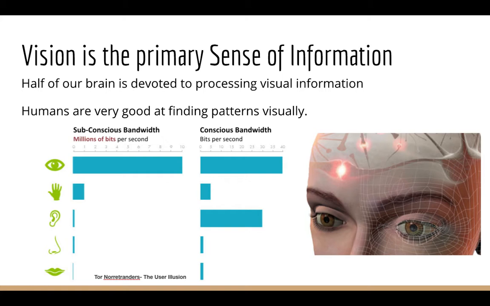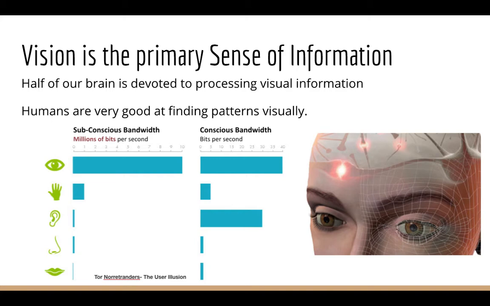Visual information is our primary sense. Human beings basically get most of their information from their eyes. What I'm visualizing here is what's called the conscious bandwidth and the subconscious bandwidth. So this has all the senses: sight, kinesthetic or touch, sound, smell, and flavor.